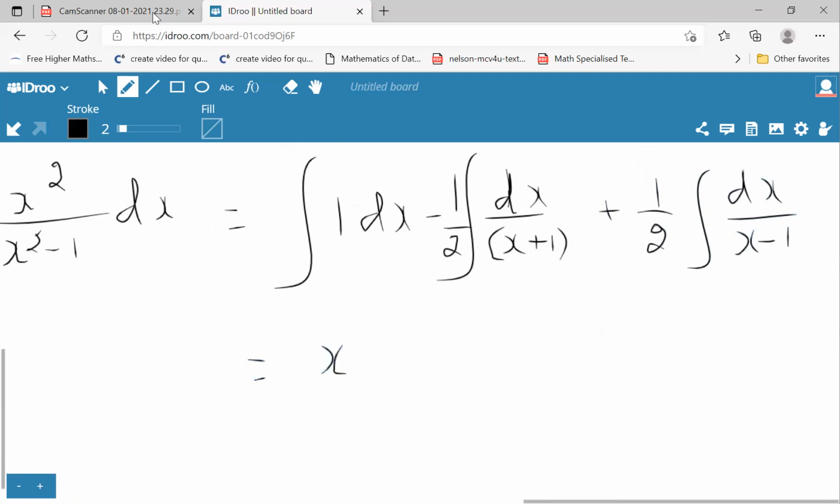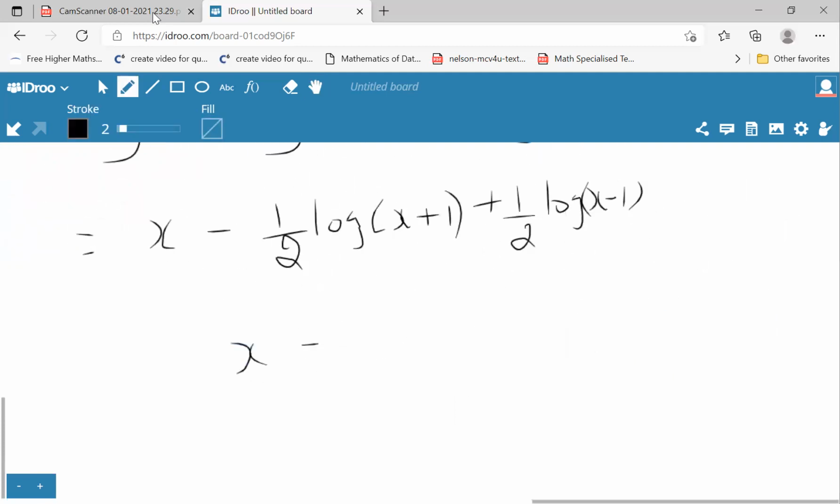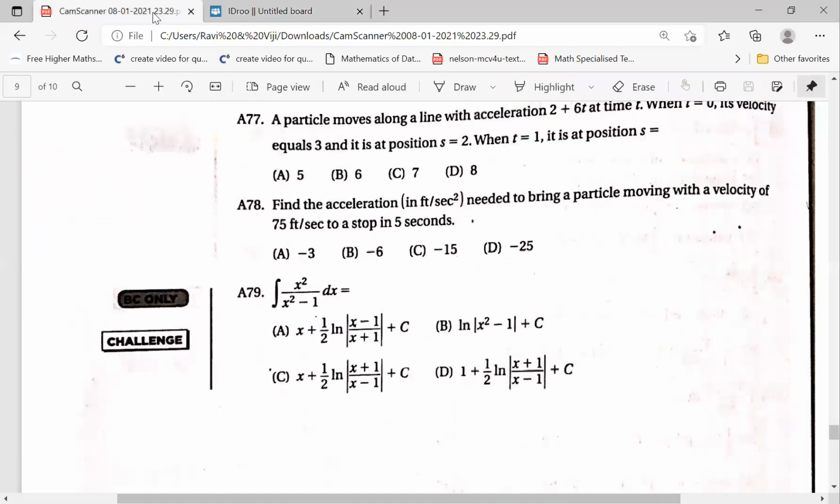On integrating, you get x minus half log of x plus 1 plus half log of x minus 1. This can be rewritten as x, taking half outside, plus half log of x minus 1 by x plus 1, plus c. So that would be the final answer. Yeah, x plus half log of x plus 1 by x minus 1 plus c. So this should be the correct answer.